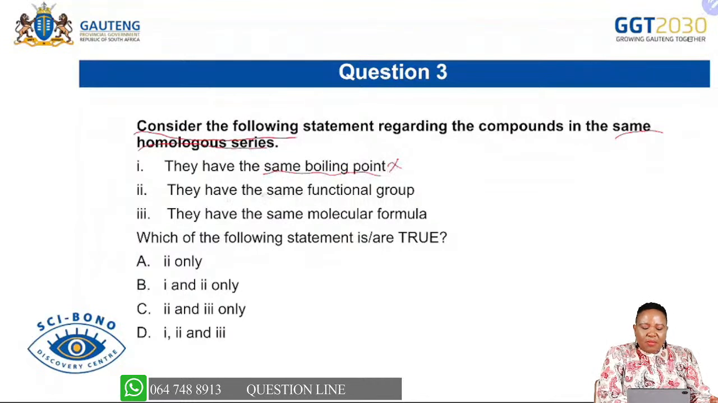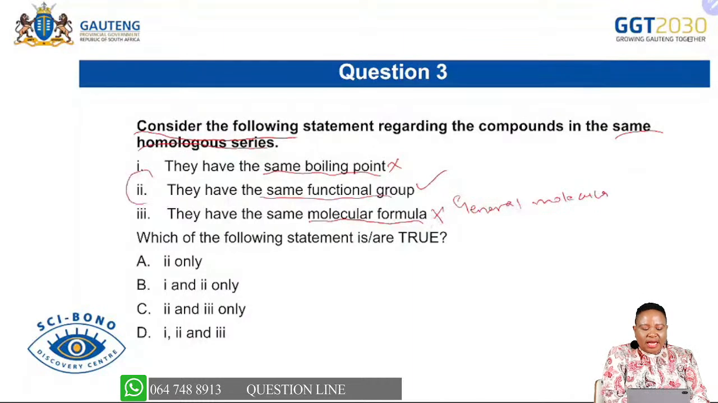They have the same functional group. Definitely we know that the functional group describes a homologous series, so it can be correct that they will have the same functional group. They have the same molecular formula. This is also wrong. What is the same about them is the general formula, not the molecular formula. So the only correct answer is number 2. And when you look at our options, it is only option A.